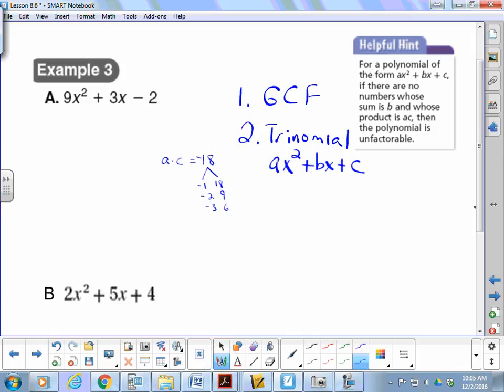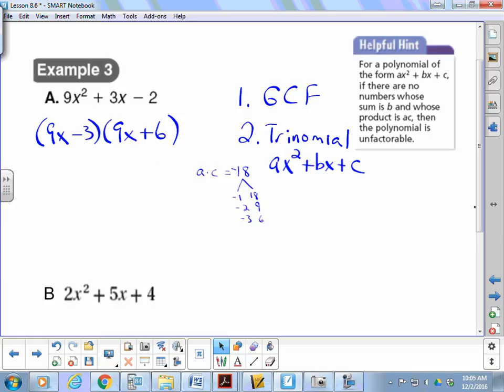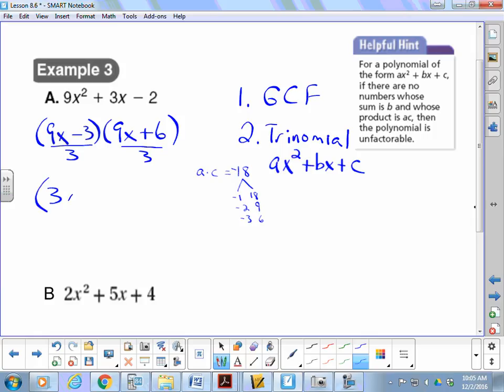So, we have 9x minus 3 and 9x plus 6. And we factor the greatest common factor from those pairs. Well, these are both factorable by 3. So 3x minus 1 and 3x plus 2 would be my answer.